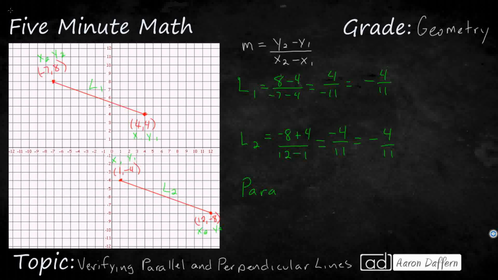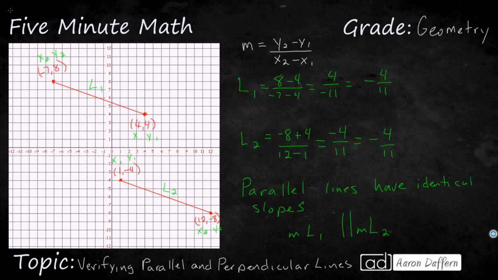So parallel lines have identical slopes. So if you find two slopes and they are identical, that means they are parallel. That's how we prove it in geometry. We don't just use the eyeball test, we have to prove it. So we can say the slope of line 1 is parallel, we'll use that as the slope of line 2.